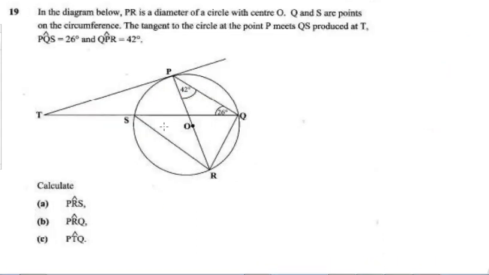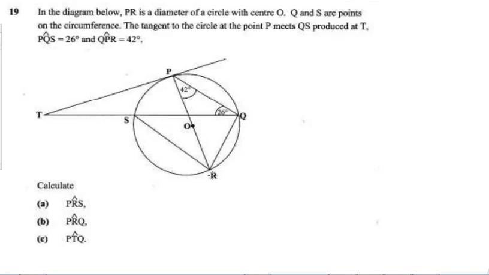So we are in 2016 and this is paper 1. And these are questions that you should expect in paper 1. The question says, in the diagram below, PR is the diameter of a circle with center O. Q and S are points on the circumference. The tangent to the circle at the point P meets QS produced at T. PQS is equal to 26, while QPR is equal to 42.